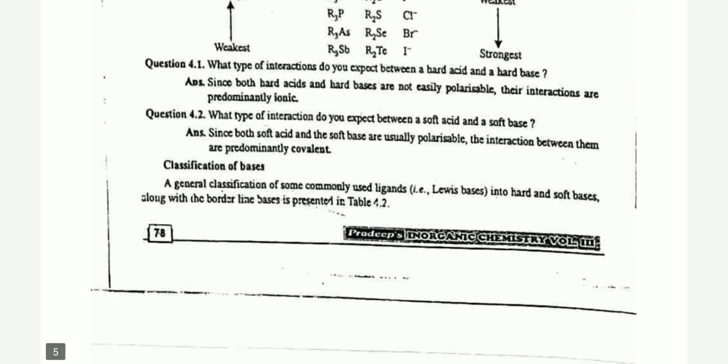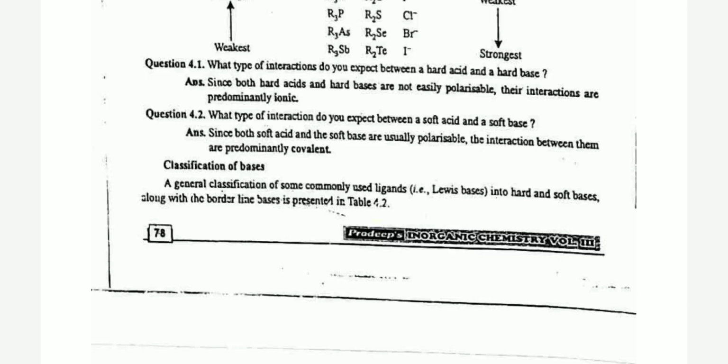Question 4.1. What type of interaction do you expect between a hard acid and a hard base? Since both hard acids and hard bases are not easily polarizable, their interactions are predominantly ionic. Question 4.2. What type of interaction do you expect between a soft acid and a soft base? Since both the soft acid and the soft base are usually polarizable, the interaction between them is predominantly covalent.